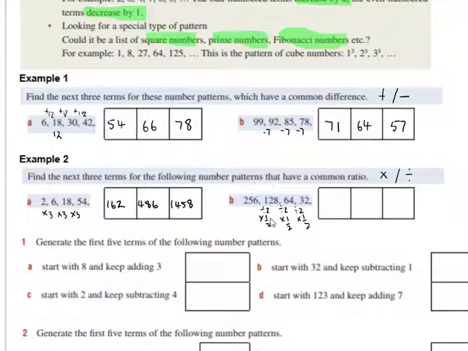We get half of 256, it's 128. Half of 64 is 32. Half of 32 is 16. Half of 16 is 8. And half of 8 is 4. And there's our final pattern.